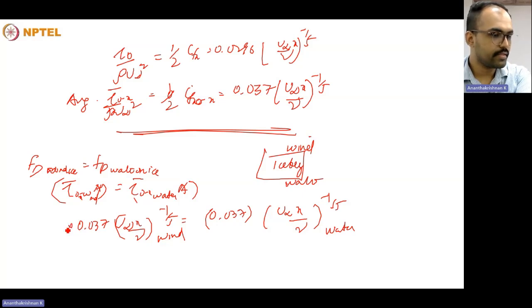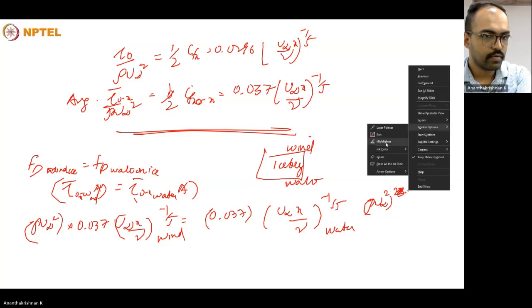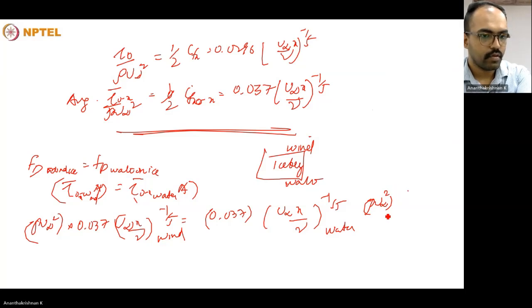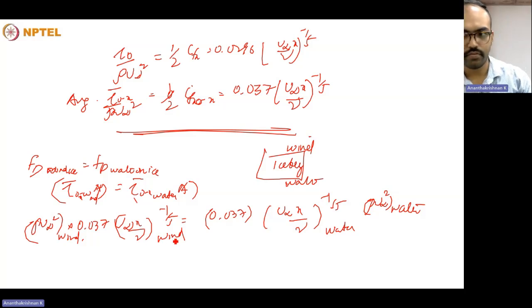Multiplied by, there is this rho u infinity square term as well. So rho u infinity square term and rho u infinity square term on the water side as well, and this is the wind side. Basically rho varies on both the sides. U air and the U wind and the U water are different. The other parameters x and nu are also kind of different.